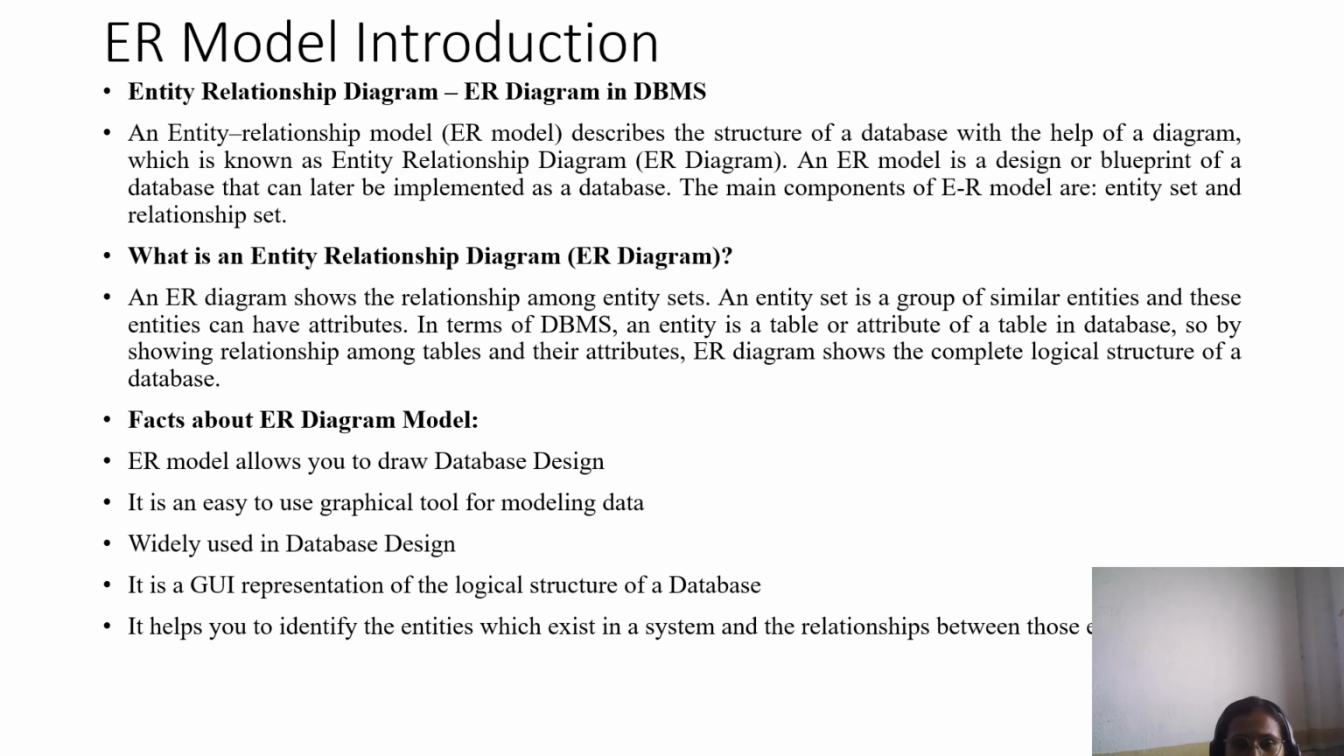And then what is an entity relationship diagram? An ER diagram shows the relationship among entity sets. An entity set is a group of similar entities, and these entities can have attributes. In terms of DBMS, an entity is a table or attribute of a table in database. By showing the relationship among tables and attributes, ER diagram shows the complete logical structure of a database.